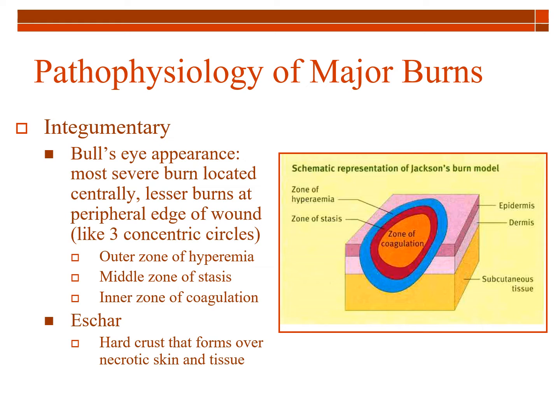The margins between the zones are not static. They are influenced by local and systemic factors. Reduced blood flow and excessive edema tend to extend the zone of coagulation and hence the area of tissue necrosis. In favorable conditions, the margin of the central zone remains static and the zone of stasis shrinks as it is replaced by the zone of hyperemia. Finally, we have eschar, which is hard crust that forms over necrotic skin and tissue.